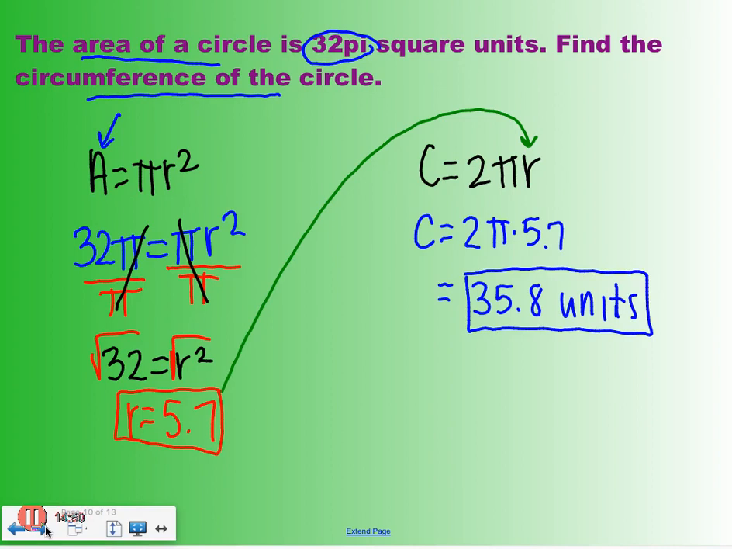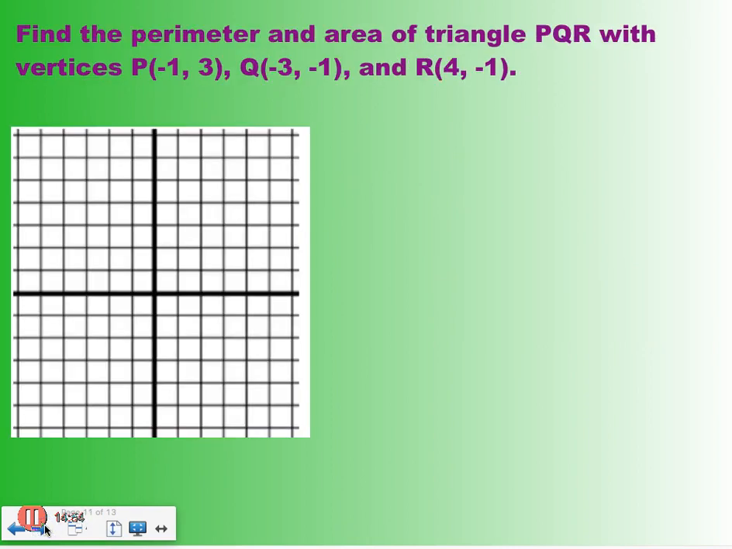And then we have one more example to do together. Through the year we'll periodically get coordinate geometry, which is when you do things on a coordinate plane like this guy here. It says, find the perimeter and area of a triangle PQR with vertices P and so on and so on. So step one, let's plot these points and see what we're dealing with.